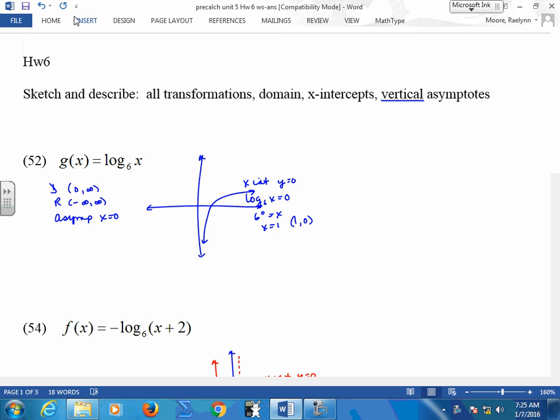This was just a basic graph, and they listed it just so that base 6 is the same as base 2. It just hugs the axis a little tighter, and it has the same attributes no matter what base you use. So I want your sketches to look very similar.